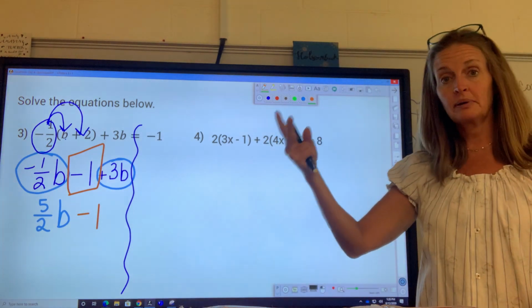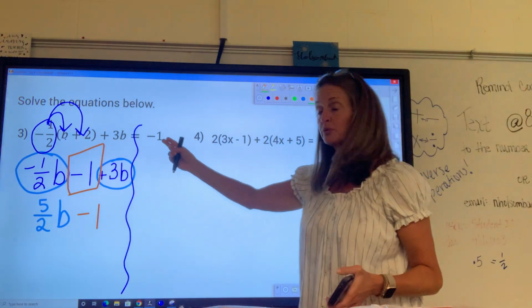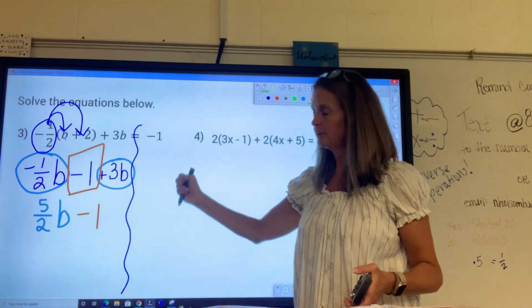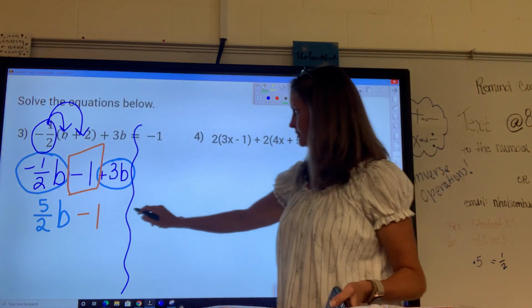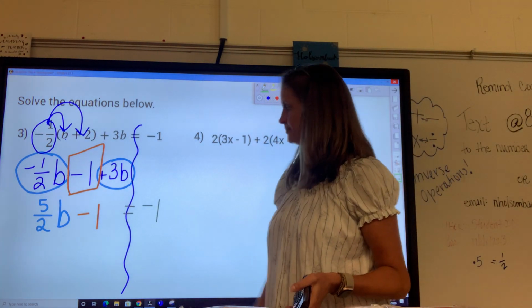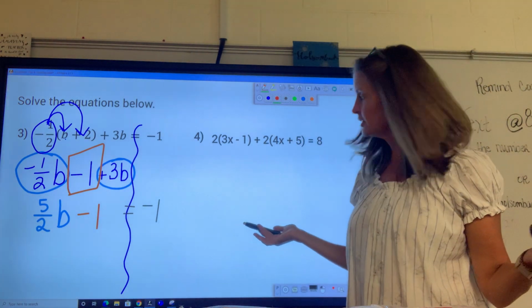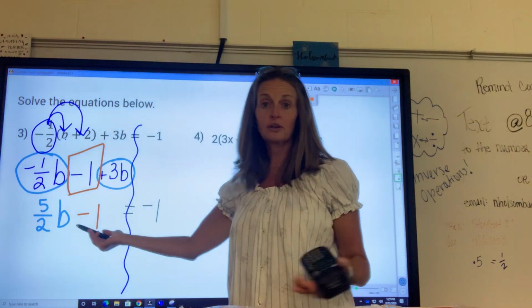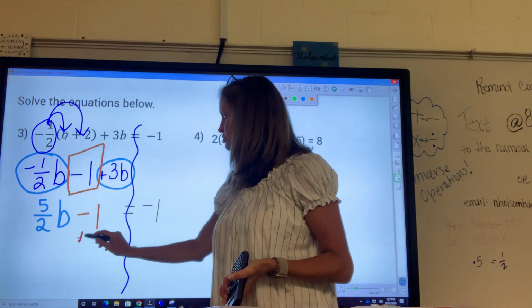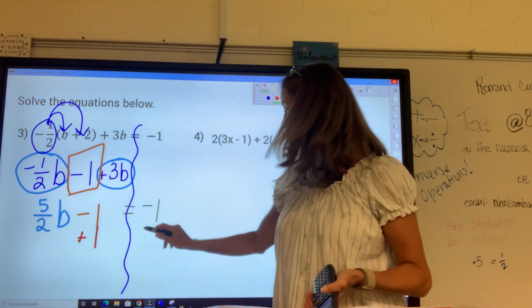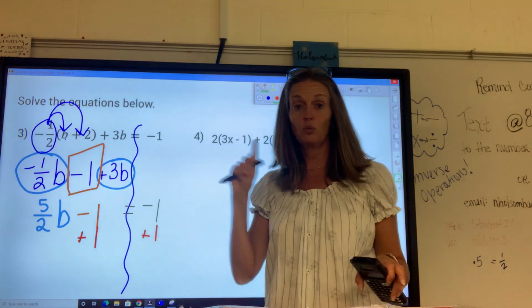So distributive, combine like terms. Let's move to the right. Distributive property? No. Combine like terms? No. So what are you going to do? Nothing. It just equals negative 1. All right, so now, two-step equation. Get rid of the 5 halves multiply or get rid of the minus? Get rid of the minus. So we're going to plus 1 on the left, plus 1 on the right, and that's it. 1 on each side.